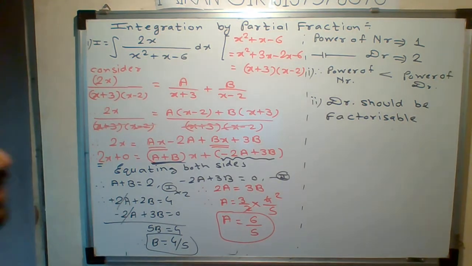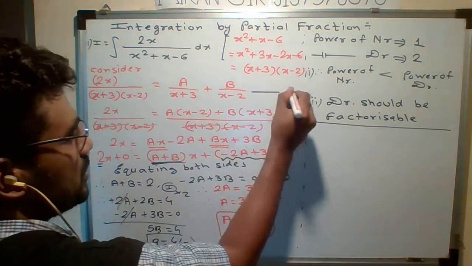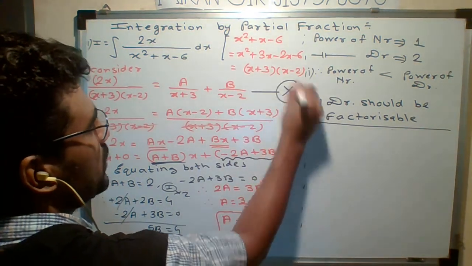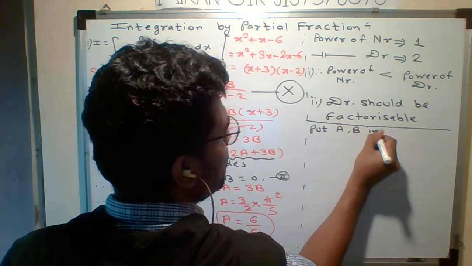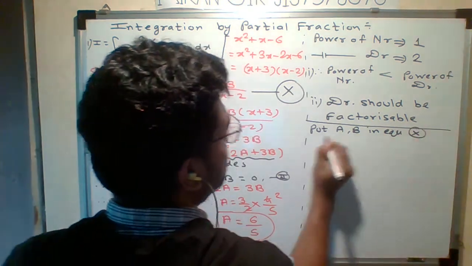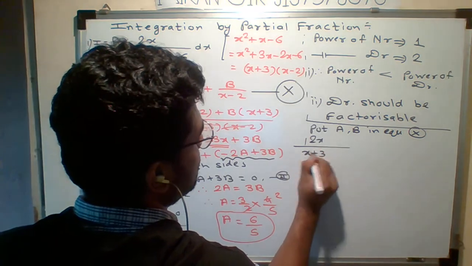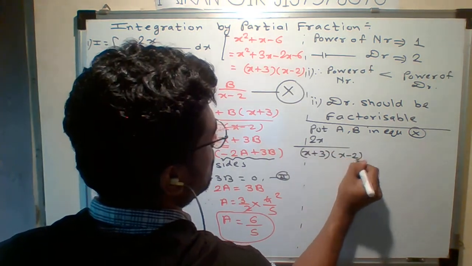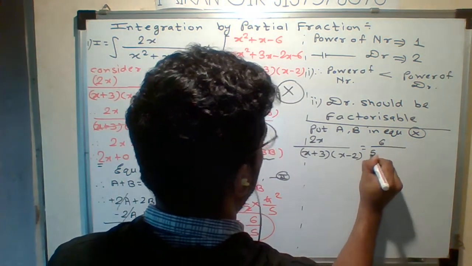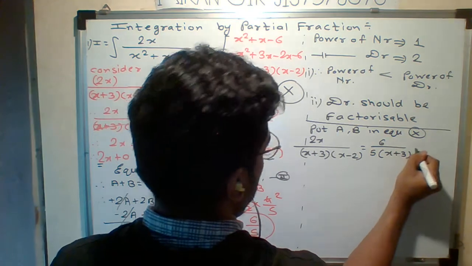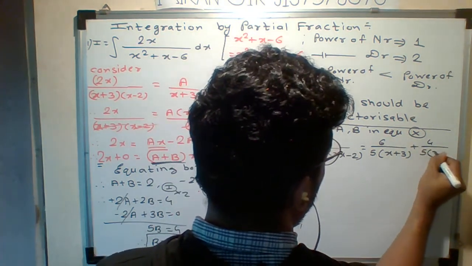Now what are we going to do? Let us keep this note aside. Now we are going to put a and b in equation x. So what is equation x, students? 2x upon x plus 3 into x minus 2 equals, what is a? a is 6 upon 5 into 1 upon x plus 3. What is b? 4 upon 5 into 1 upon x minus 2.